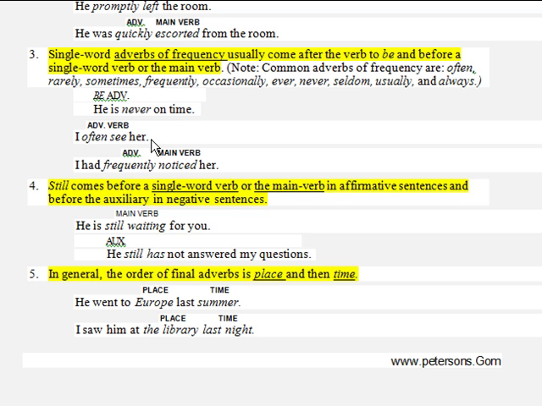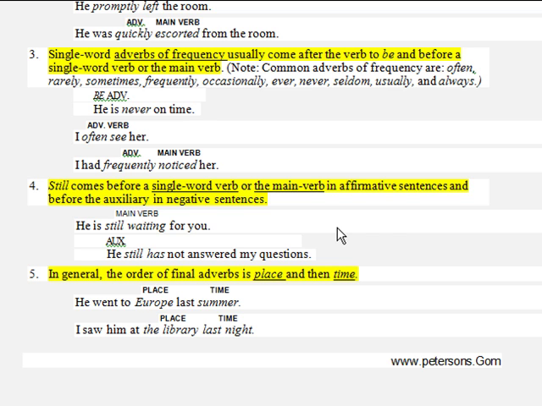Below we have: I often see her. We have the adverb before the verb, okay, and it's a single word verb. And then below that we have another example: I had frequently noticed her. Okay, that's the main verb. Frequency comes before the main verb.